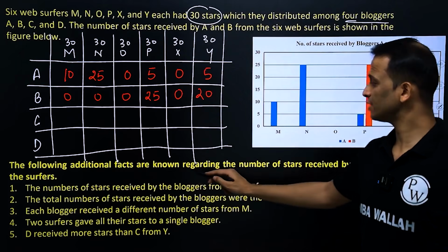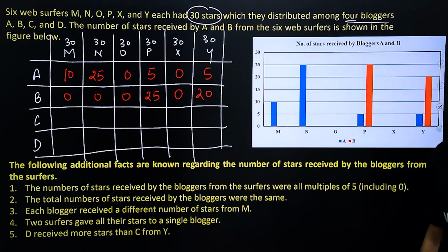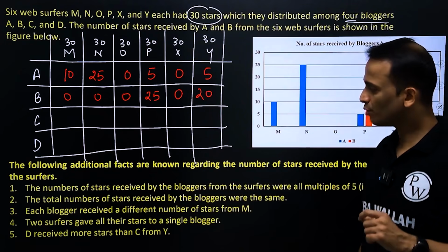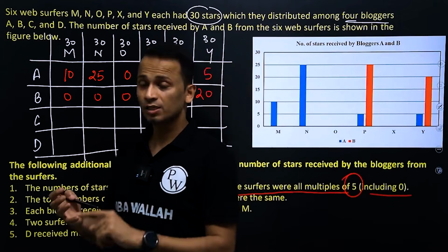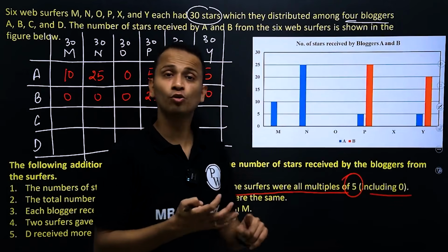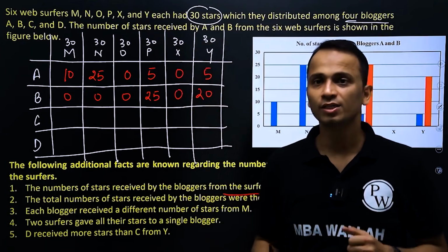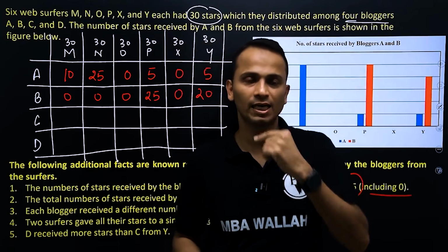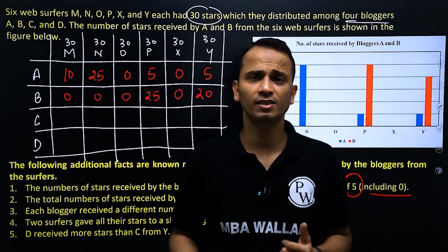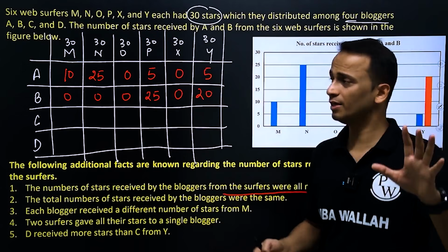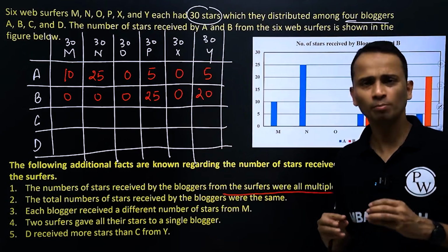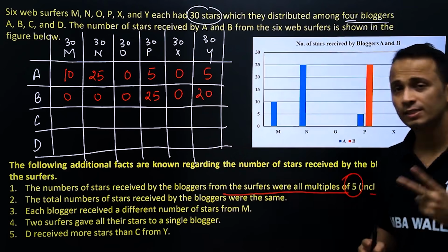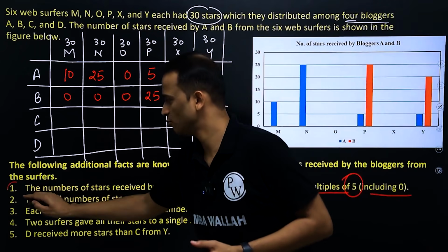The following additional facts are known regarding the number of stars received by the bloggers from the surfers. Point number 1. The number of stars received by the bloggers from the surfers were all multiples of 5 including 0. So a surfer can give 0, 5, 10, 15, 20, 25 or maximum 30 stars. 30 is the number of stars they have. Every number that I'll be filling in this table is multiple of 5 including 0. Brilliant, interesting information.